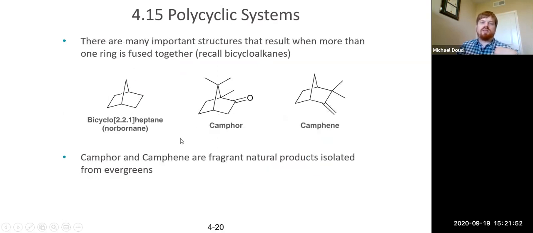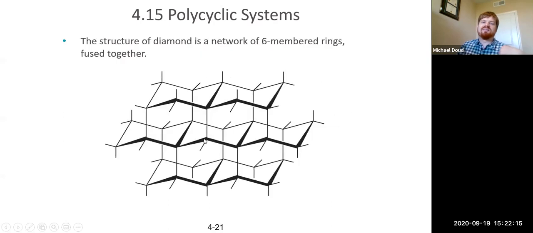There are also some other really interesting ones. There's norbornane, camphor, and camphene. Camphor you may recognize from insect repellent. It has a particular smell. If we were working in lab, we'd actually be working with camphor this year. And yeah, it smells like evergreen trees, so it's a really pleasant camping smell, I guess you would say.